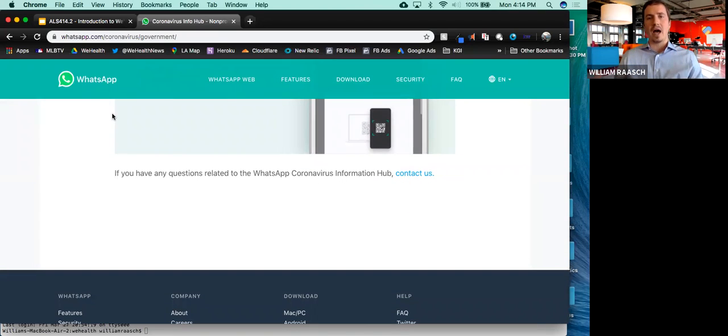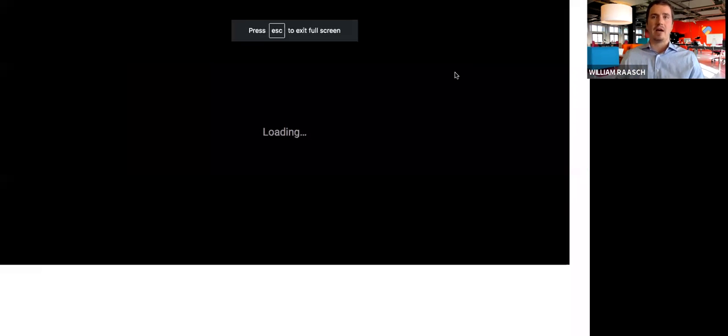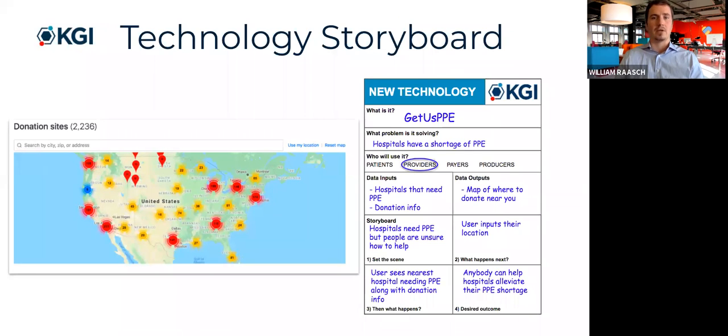So, you know, obviously WhatsApp is a very sophisticated company, but there's a lot of people who are building very basic, not very sophisticated apps that are still very useful for coronavirus. I think in a case like this, where everything just happened all of a sudden, there's a lot of opportunity for people to create new technologies like Get Us PPE, that are just super basic, but can help solve a problem that exists. So with something as massive as coronavirus, there's a lot of opportunities for people to build useful apps to help out.